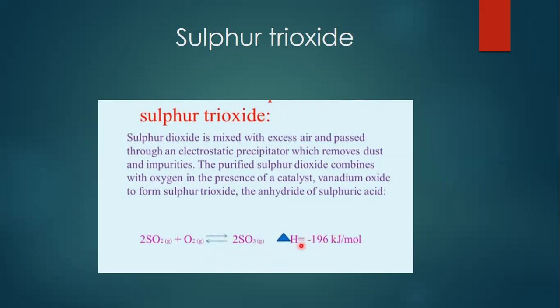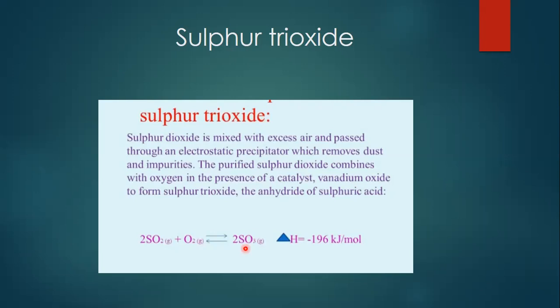As this process is exothermic, the heat released is minus 196 kilojoule per mole. So exothermic reaction is always supported at low temperature. And the third, what is the effect of pressure? Do we require high pressure or low pressure? See, number of moles of products is 2, whereas number of moles of reactants is 3. So by increasing the pressure, the reaction goes in the forward direction.